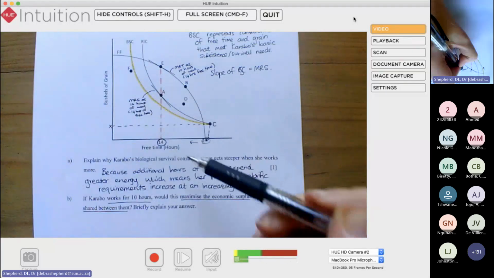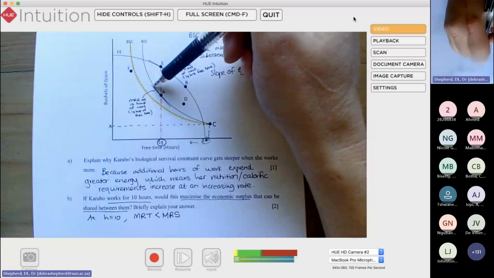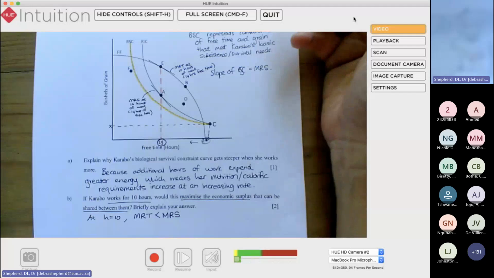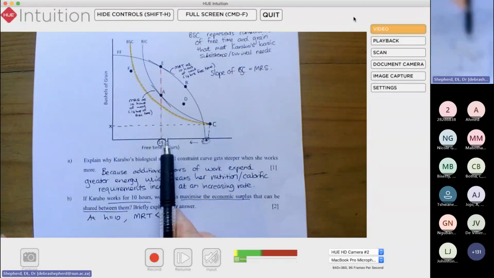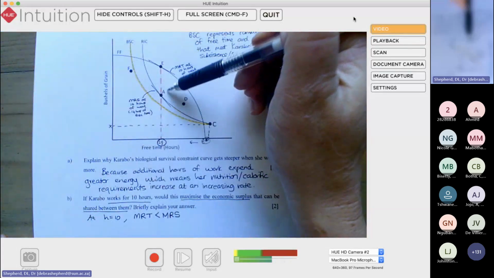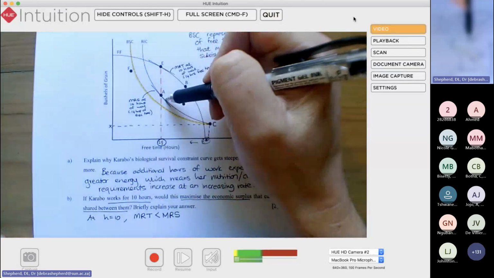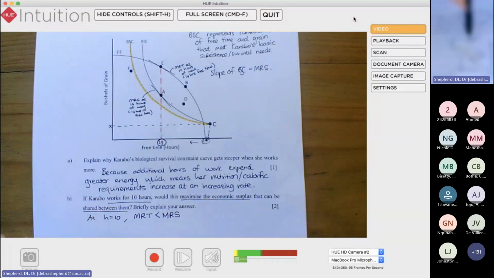And so what we can see is that at this amount of time, so at 10 hours of work, MRT is less than MRS. The slope of the reservation indifference curve exceeds the slope of the feasible frontier. And what that means is that we could actually work less and be able to increase the surplus that can be shared between them. So the distance between these two functions represents the economic surplus that can be shared between them.